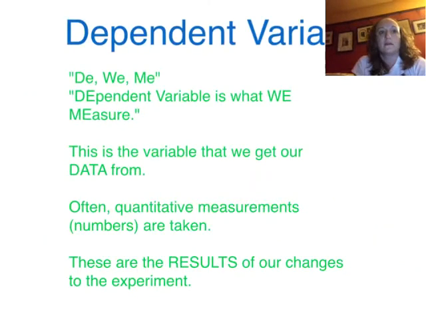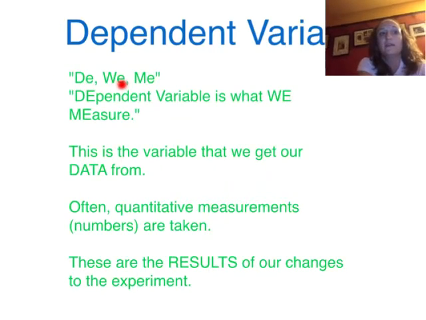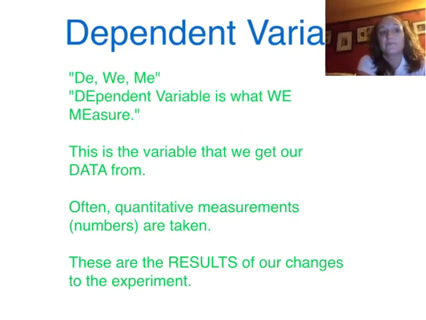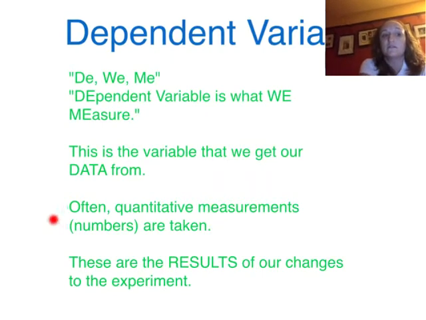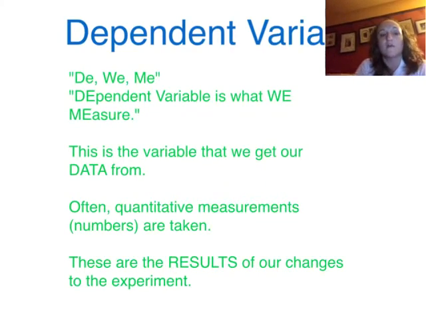Okay? All right, the dependent variable is what we measure. That's the D, we, me. Dependent variable is what we measure. This is what we get our data from. Often quantitative measurements, or those numbers, remember the N in quantitative stands for numbers. That's where the numbers are taken from. This is where we get the results from our experiment. Okay, so that's the dependent variable.